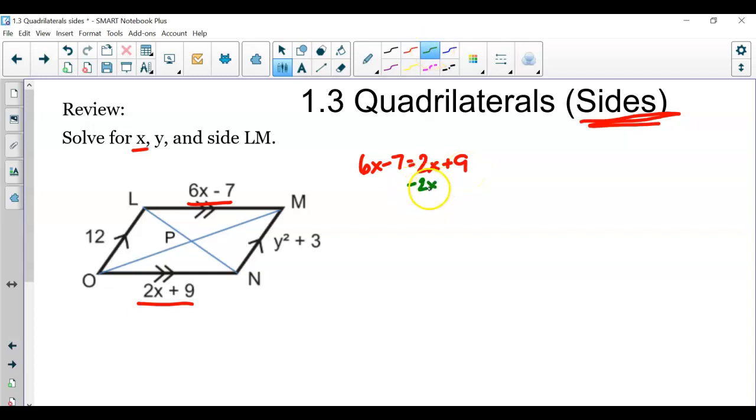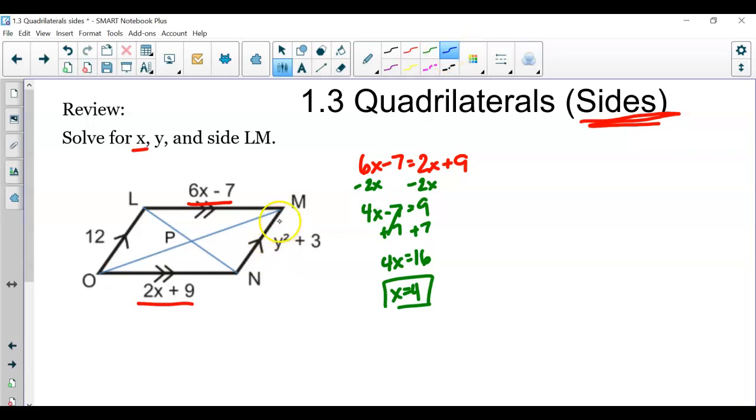So here you could gather your variables. So here, and now you're just solving a two-step where you would add 7 and then divide by 4. So x was equal to 4. Then here, solving for y.